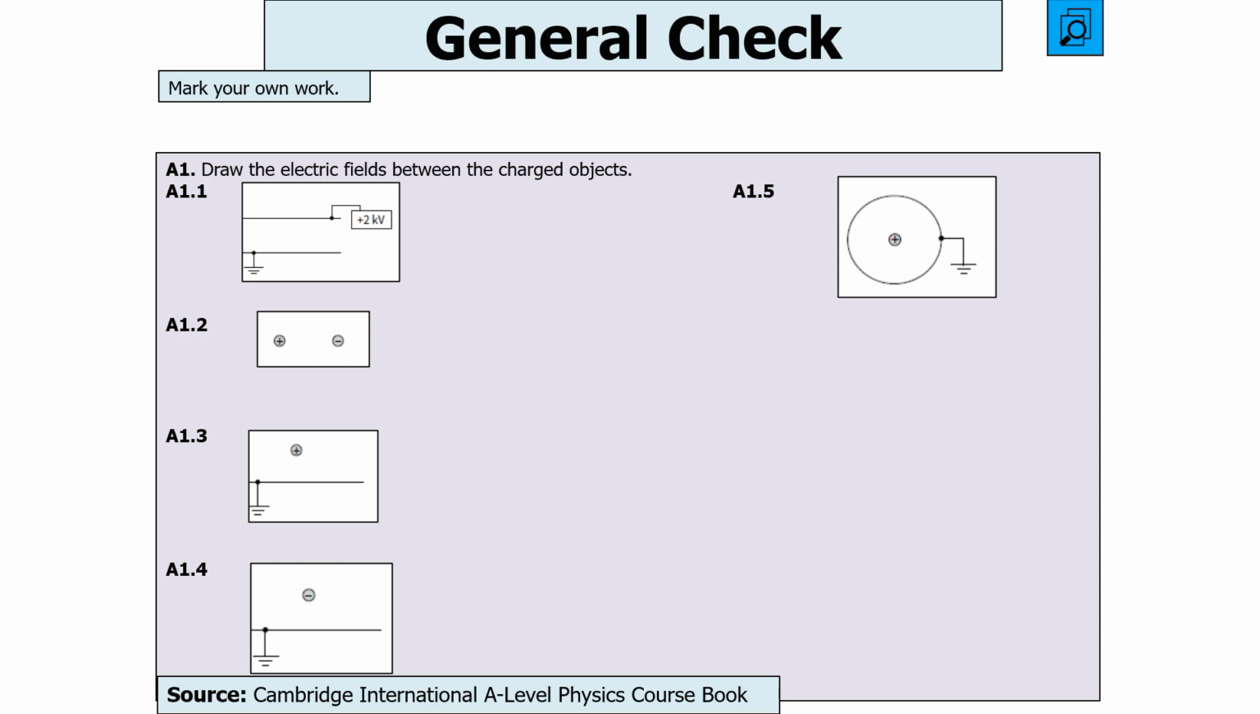Right, you've got to remember that the field lines will always go from a positive to a negative because that's the direction in which the objects will move, because that's the direction the test charge would move in.